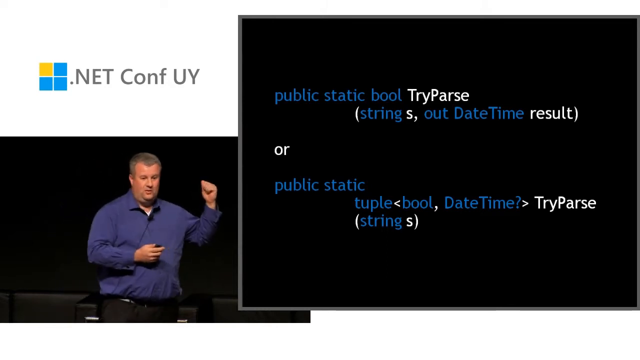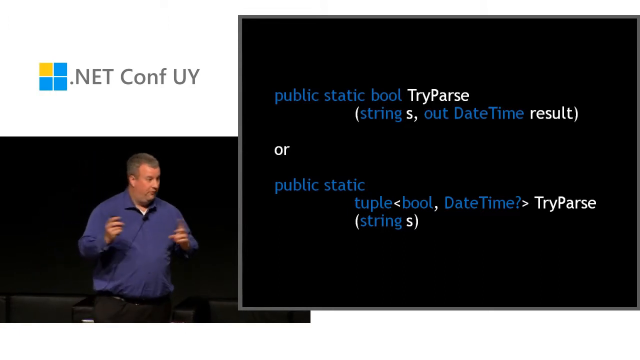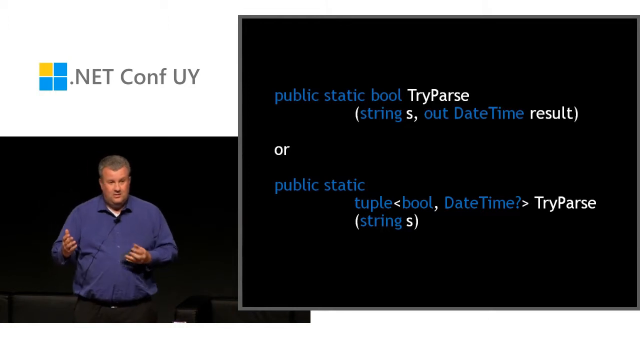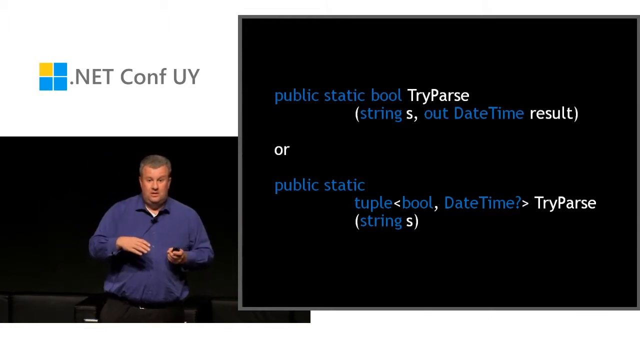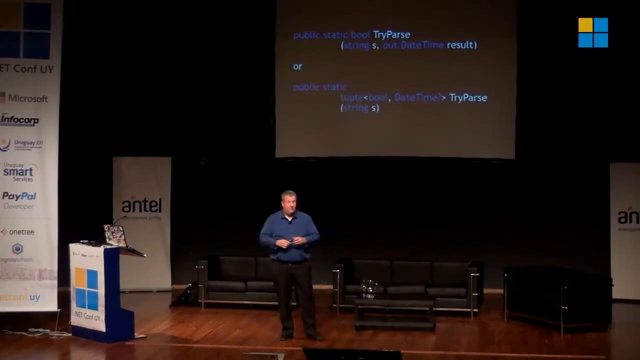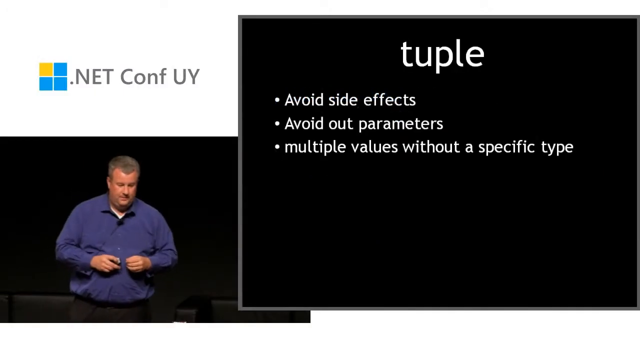This would be better served with a tuple that had a Boolean saying true or false, we succeeded or we didn't, and a DateTime that contained the value if it did succeed. There's no changing of variable values in the background or any kind of memory location value in the background. Much simpler pattern to use. TryParse, this is the pattern for TryParse in the .NET framework, unfortunately.